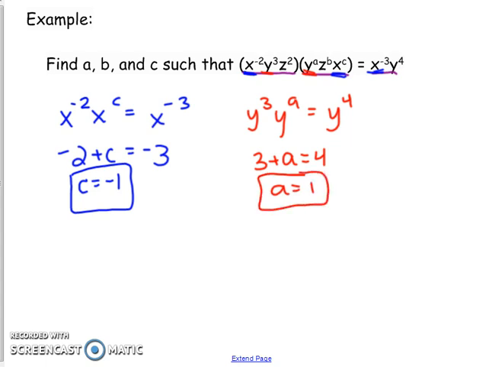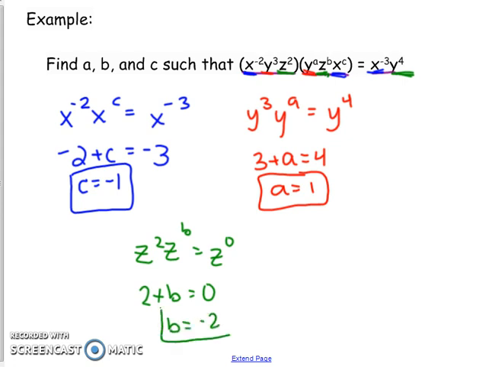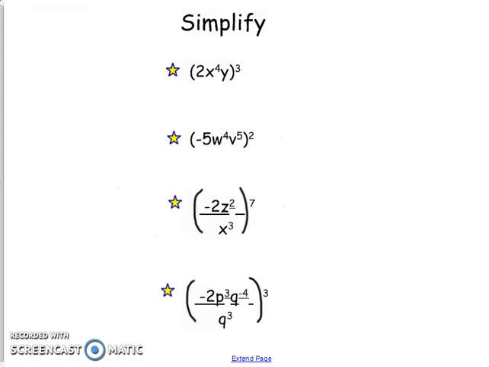And then for the z's, z to the 2nd and z to the b equals, since there's no z over here, that's z to the 0. So 2 plus b equals 0. So b equals negative 2. Okay, so we can figure that out. Alright, so let's just look at a couple more examples here.